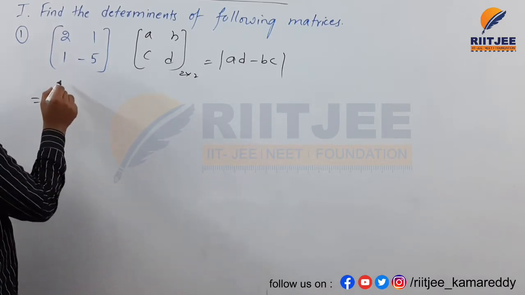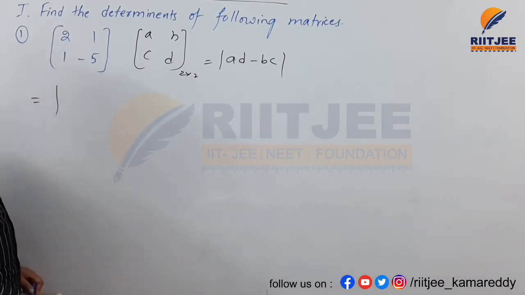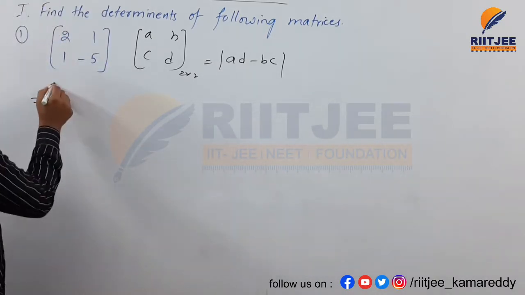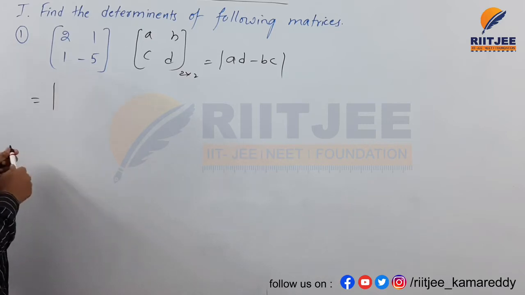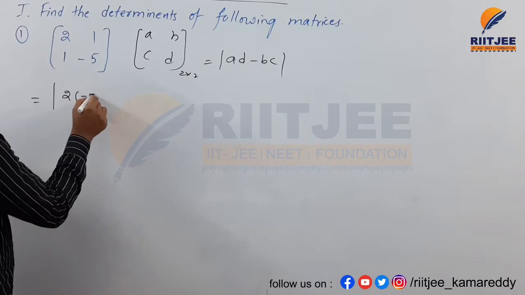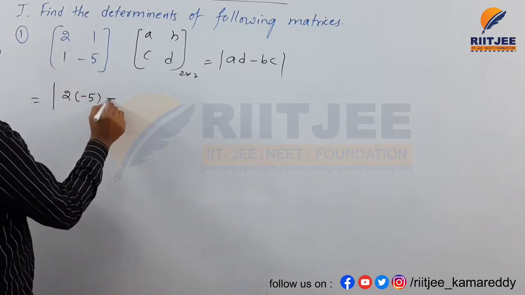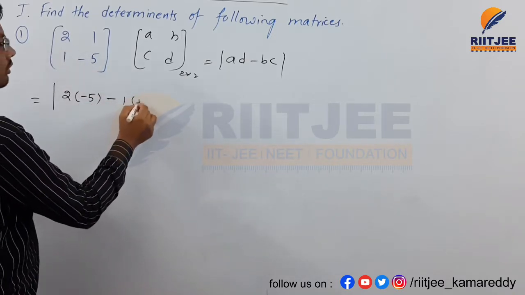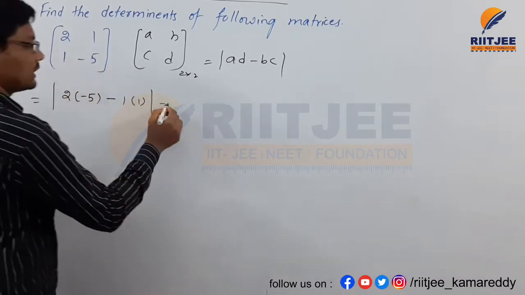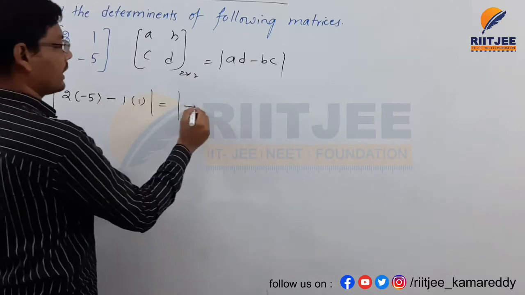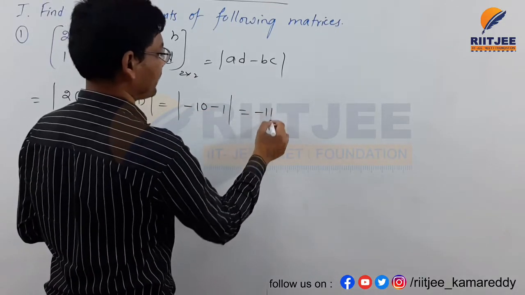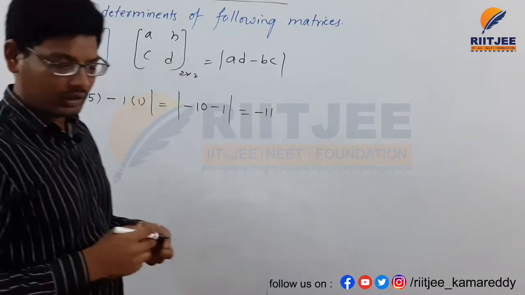In that manner we need to find the value. So the modulus value of AD minus BC is 2 into minus 5, minus of 1 into 1. Because A into D minus B into C, that is minus 10, minus of 1 into 1, that is minus 1, which is equal to minus 11. This is the first question here.